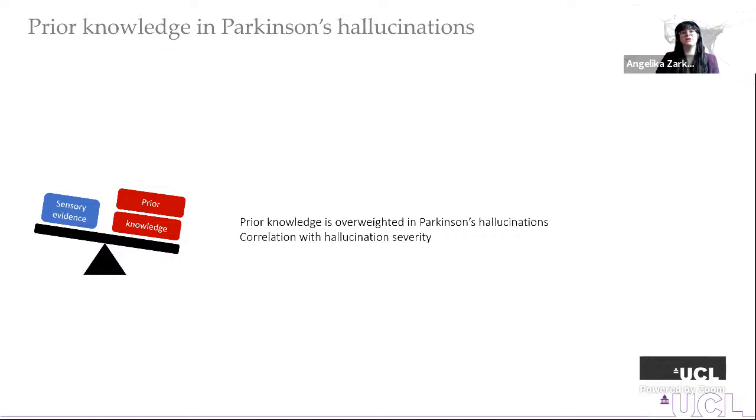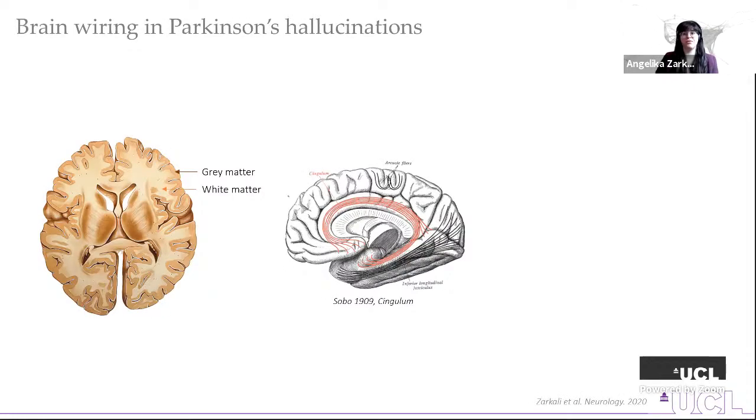Well, since these influences in perception require different brain regions to communicate to each other, we wanted to first look at the brain wiring, the physical connections between regions, and whether these actually show any changes in people with Parkinson's and hallucinations. And broadly speaking, the brain consists of gray matter, the outer cell layer around the brain, and white matter, which is in the middle, and it's the axons, the connections between the different brain regions.